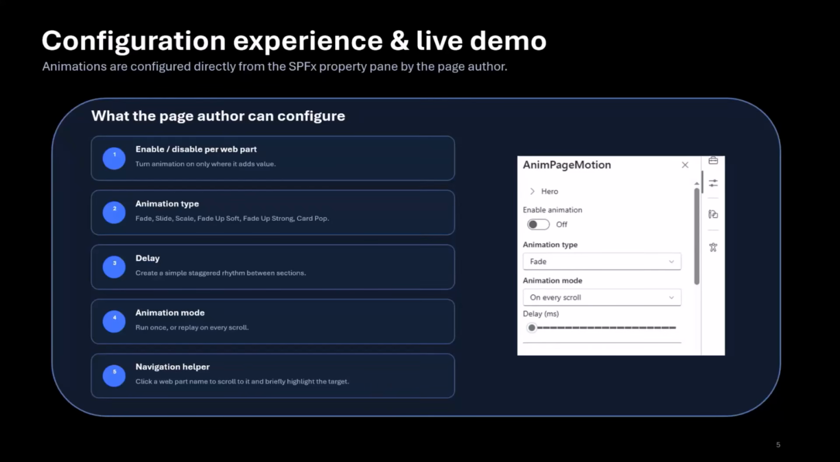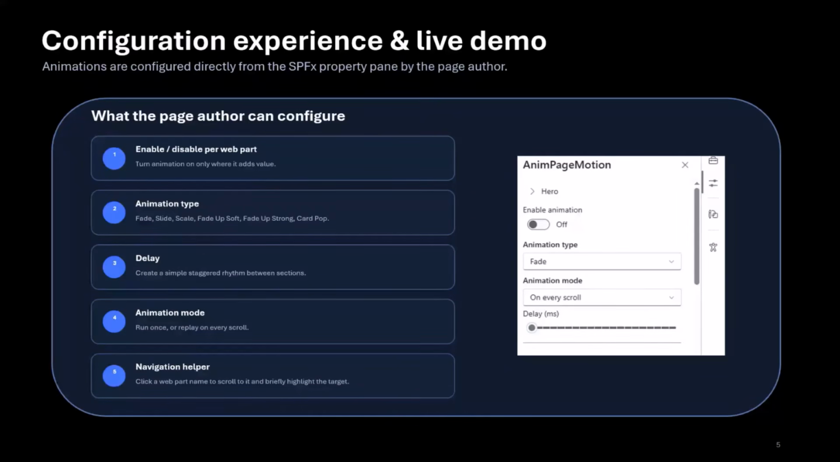Another option is the animation mode. The author can choose whether the animation should run only once on the page or whether it should replay every time the user scrolls and the element enters the viewport again. There is also a navigation helper. When the author clicks the web part name in the property pane, the page scrolls to that web part and highlights it briefly. So if you have many web parts on the page, you can find them easily.